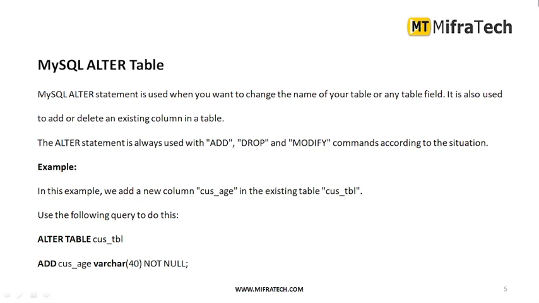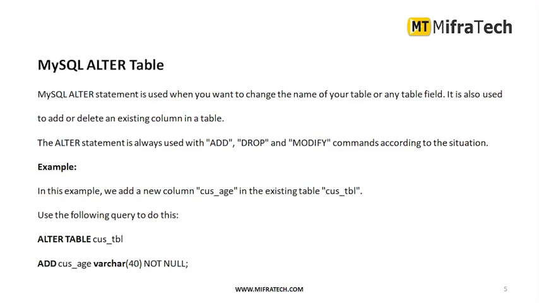And then MySQL alter table. The MySQL alter statement is used when you want to change the name of your table or any table field. It is also used to add or delete an existing column in a table. The alter statement is always used with the add, drop or modify commands according to the situation. Here we can add, drop or modify. There are three commands we can use in a MySQL alter table.